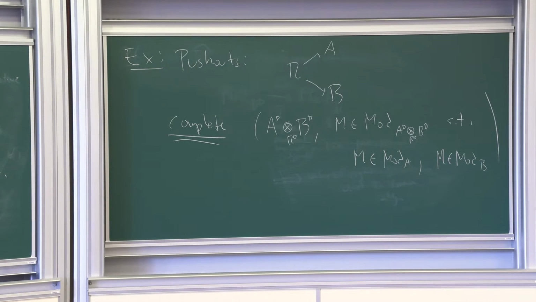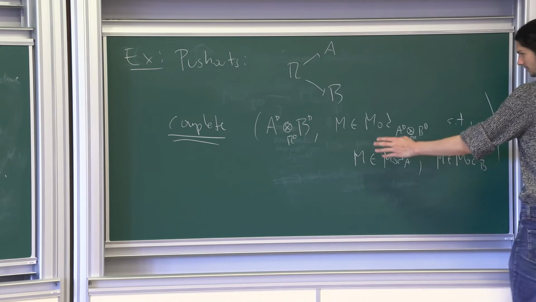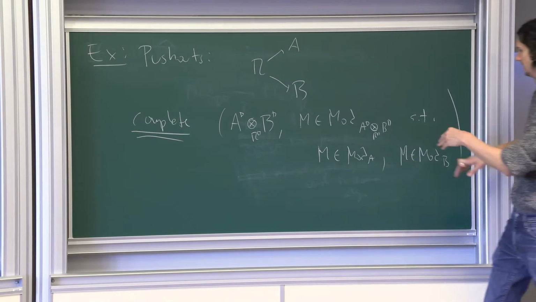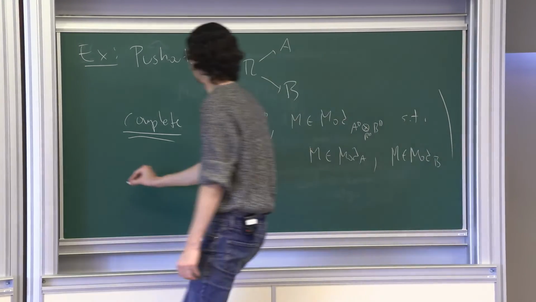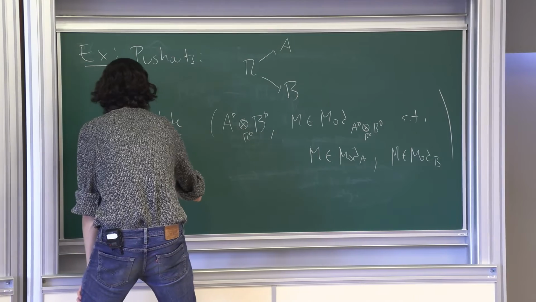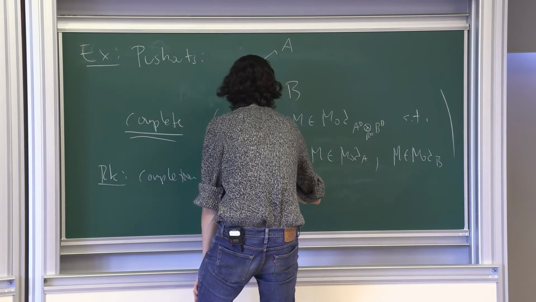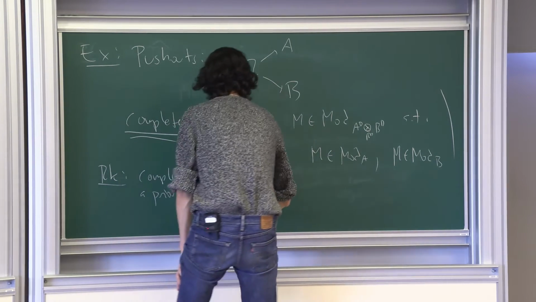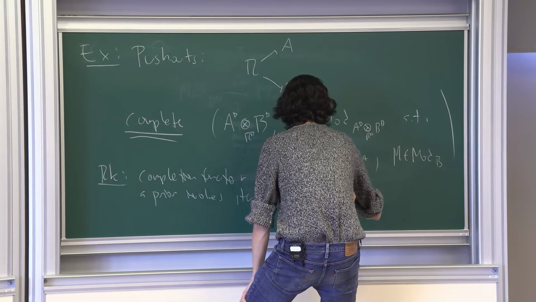And here it is important to complete, because this thing has no reason to lie in mod A or in mod B. And in fact, so here's a remark, the completion functor here, a priori, involves iterating A completion and B completion.